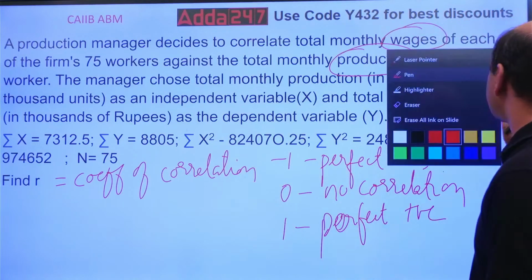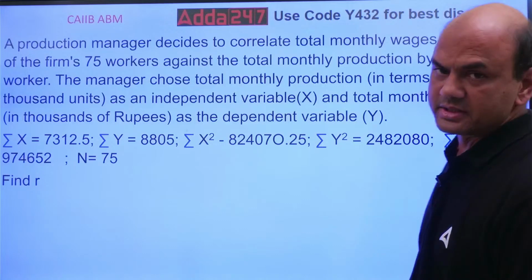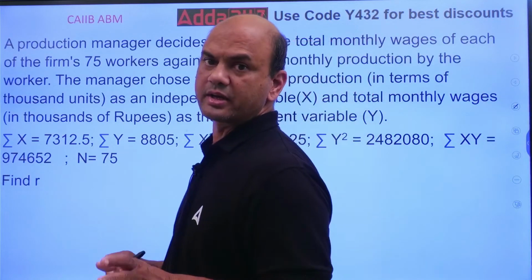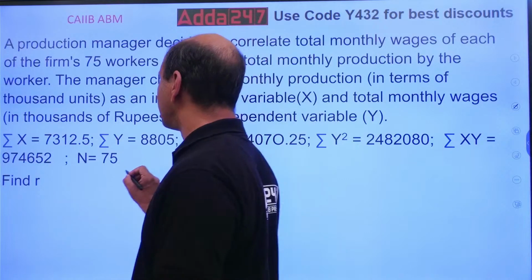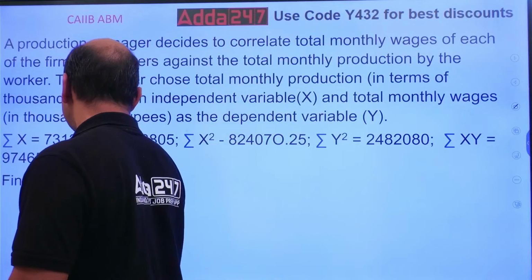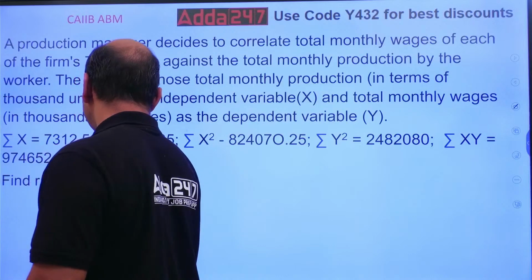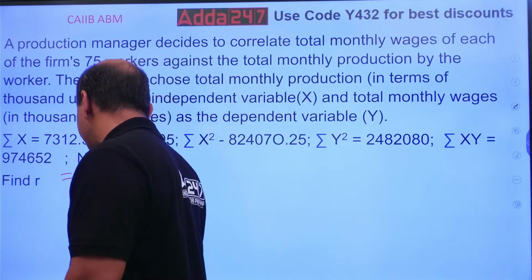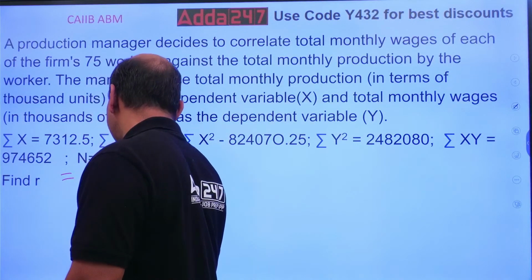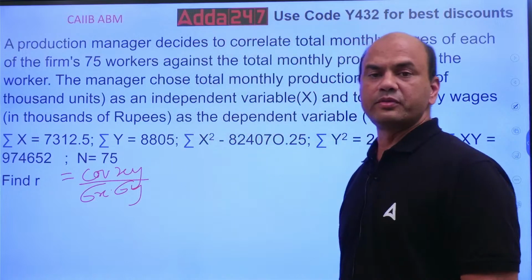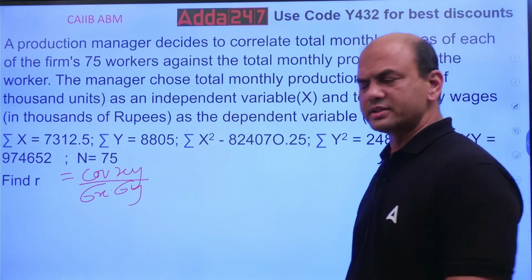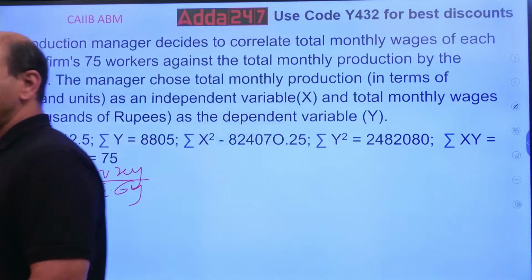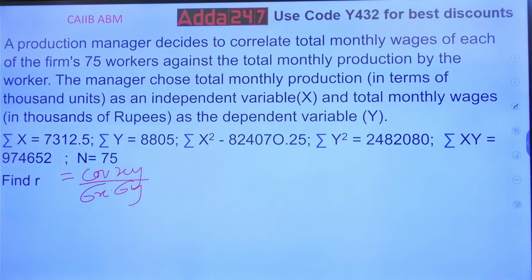What is the formula for R? Formula for R is covariance of XY divided by sigma X, sigma Y, standard deviation of X and standard deviation of Y. This is the formula for R. But how will you get covariance of XY and sigma X, sigma Y? For getting this, you need covariance and standard deviation.